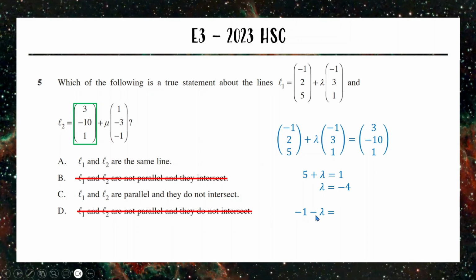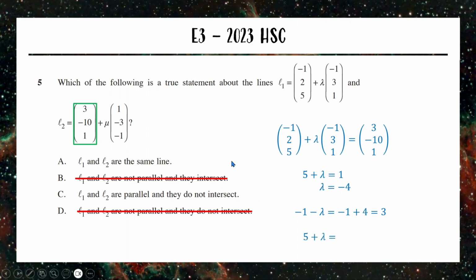So -1 take away -4 is -1 plus 4, and -1 plus 4 is equal to 3. So it works for the first equation, okay? And if we wanted to check the middle one as well, it would work. 2 plus -4 lots of 3 is in fact equal to -10. So what we're seeing is that when lambda is equal to -4 in this first line, the output is the point (3, -10, 1).